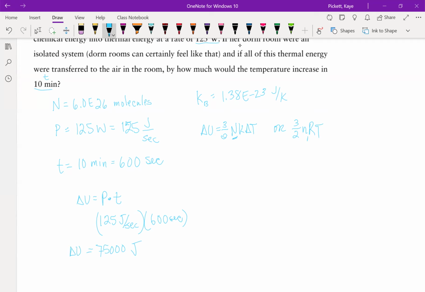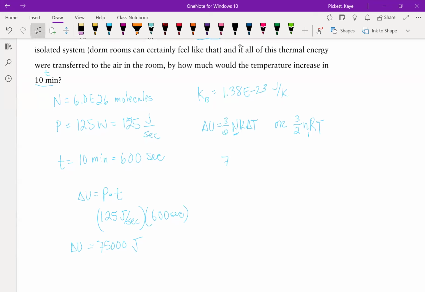Okay. N, I know. k, I know. And now I'm just looking for delta T. So now I can just plug in some numbers. 75,000 is equal to 3/2 times N, which was 6.0 times 10 to the 26th molecules, times k, which is 1.38 times 10 to the negative 23rd joules per Kelvin. And my delta T is my variable. That's what I'm actually looking for.